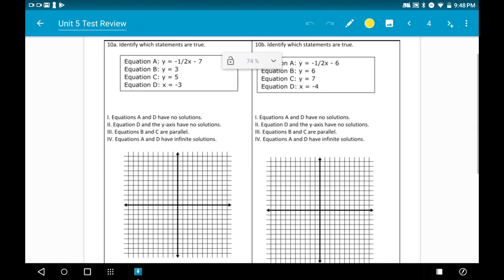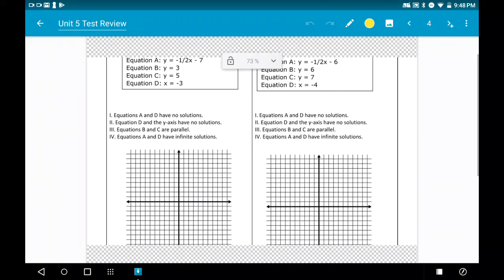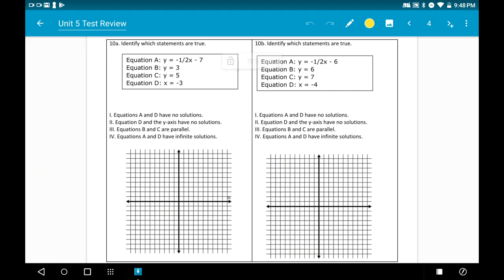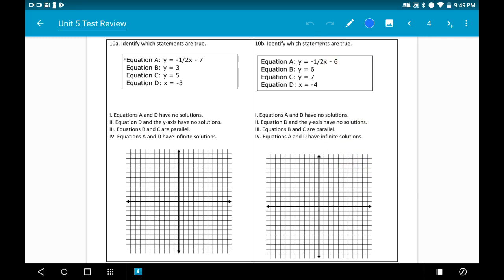And our last ones, we have 10A and 10B. So we're going to start with 10A. Our first step, this problem looks like it's a lot, but if we take it one step at a time, it's not that hard. So first step here, I'm going to graph all of these equations. And I'm going to do each of these in a different color to make it easier to see.